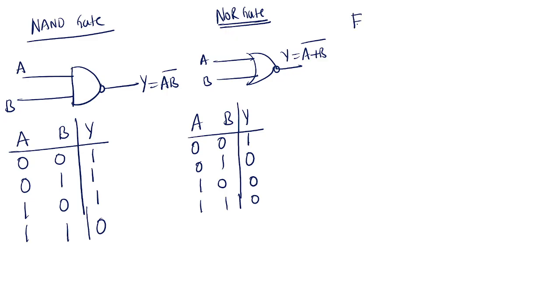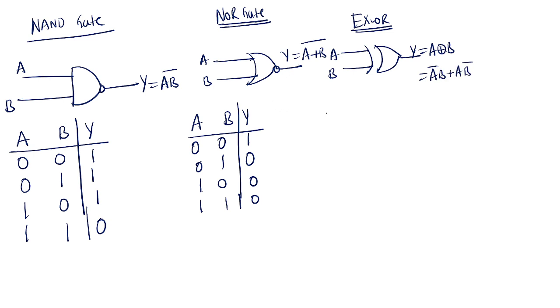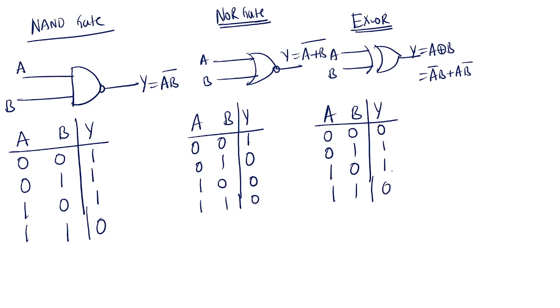And coming to the XOR gate. This is the XOR gate. A, B, and Y equal to A XOR B, which equals A bar B plus A B bar. In the truth table, A, B, and output Y: 0 0, 0 1, 1 0, 1 1. For odd number of inputs, the output is 1. For even number of inputs, the output is 0.